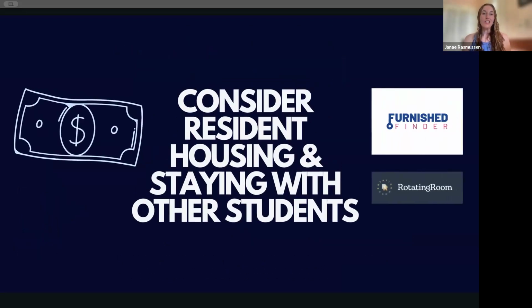Another important consideration is how can you keep costs down? When it comes to audition rotations, I personally stayed with residents. The way that I did that was as soon as I got an audition rotation confirmed, I would reach out to the program coordinator, and the program coordinator would help connect me with different residents. That's something that I would highly recommend you do. There are also websites such as Furnish Finder and Rotating Room, and those are different ways that you can make things a lot cheaper.